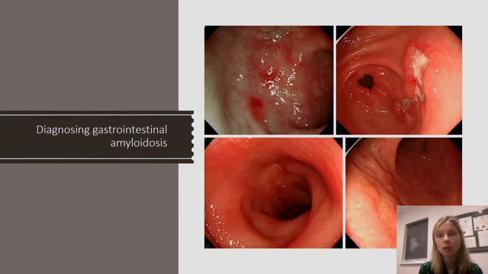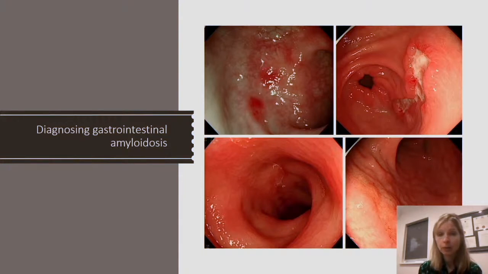These images are here to illustrate how, even within the same type of amyloidosis, looking inside the bowel can show quite a different appearance. Looking first at the top left-hand corner, we can see that it's affecting more superficial vessels in those underlying mucosal layers. This patient may present with bleeding or iron deficiency anemia.